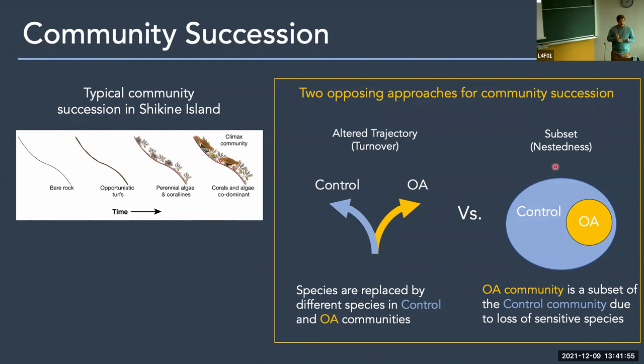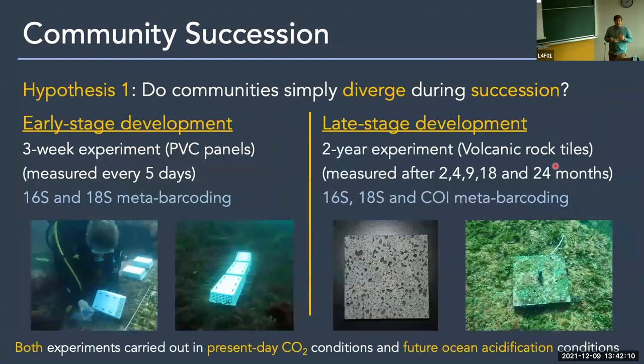And so this would be where the very sensitive species are being lost. And so only the kind of robust, tolerant ones are left from a kind of greater possibility. So you see a subset of the potential ones. And so sort of with this in mind, we wanted to look at a couple of different stages to understand how the succession was coming about.